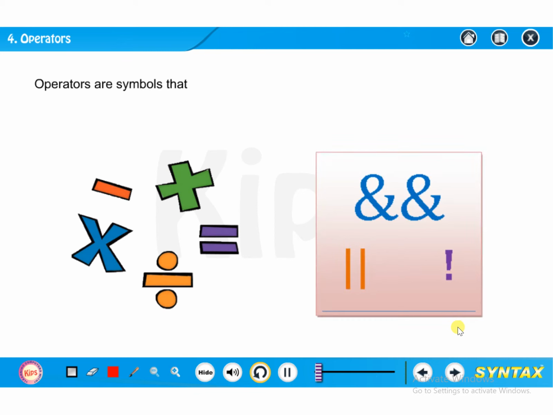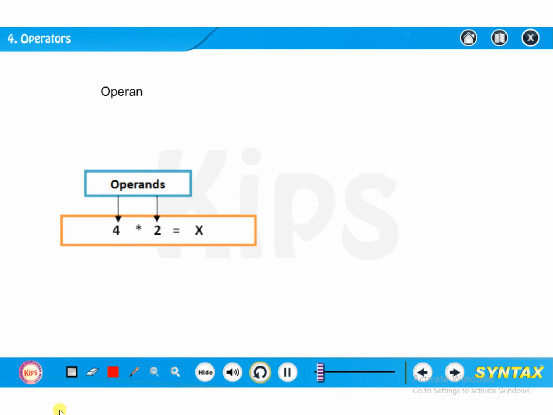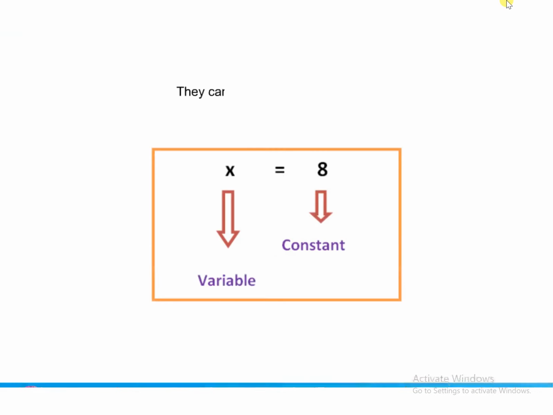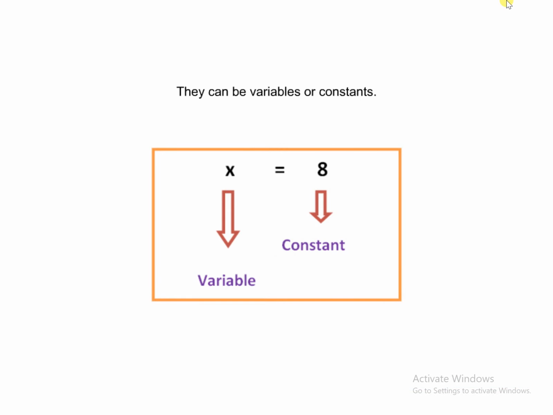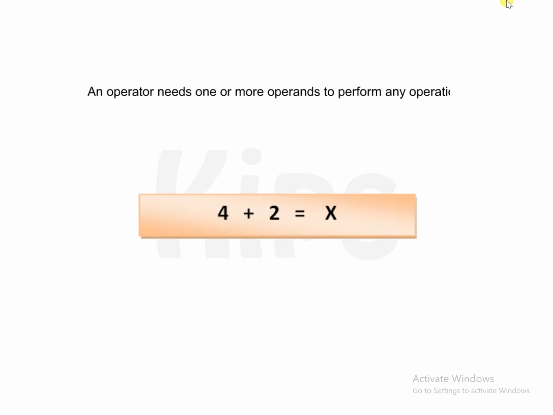Operators are symbols that perform arithmetic and logical operations on operands and provide a meaningful result. Operands are data values which are involved in the operation. They can be variables or constants. The operands of an operator are always evaluated from left to right. An operator needs one or more operands to perform any operation.